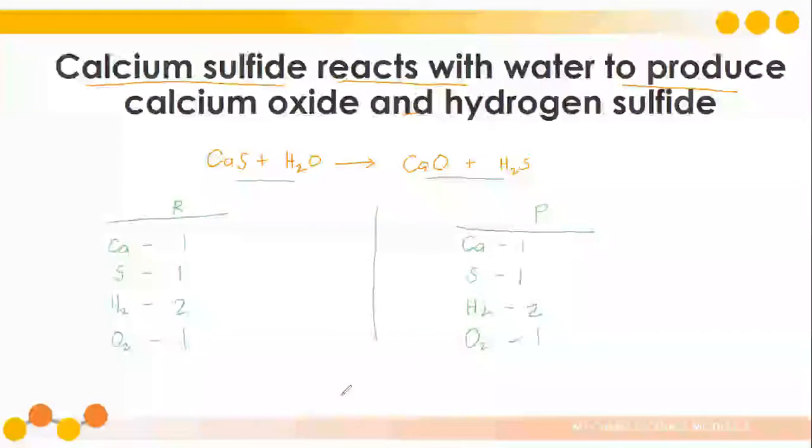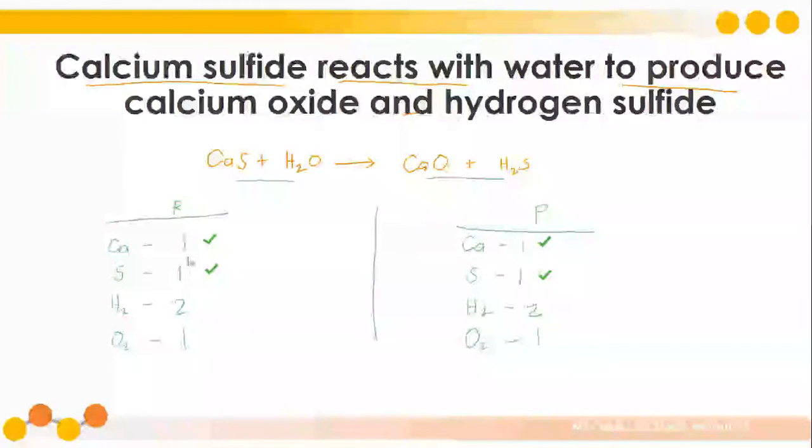Let's now check if all of the elements in the reactant side and in the product side are balanced. Okay? Let's check first for calcium. Under the reactant side, we have one calcium. Also on the product side, we also have one calcium. So the check mark on that. On the reactant side, we have one sulfur. On the product side, we also have one sulfur, indicating that sulfur is balanced on both sides.